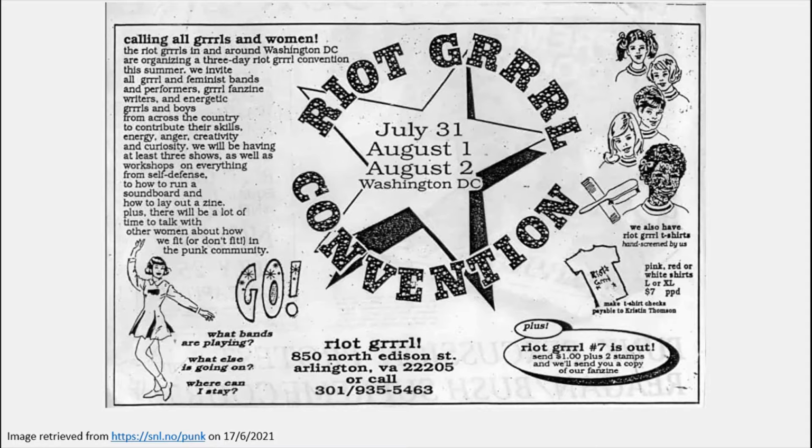This is a flyer from 1992, so a bit later on in the 70s, but in 1992, if you have a look at this flyer, you'll see that it's for all girls and women in Washington, D.C. At this event, you are asked to contribute your skills, energy, anger, creativity, and curiosity. There are live punk shows, but on top of that, there are workshops.